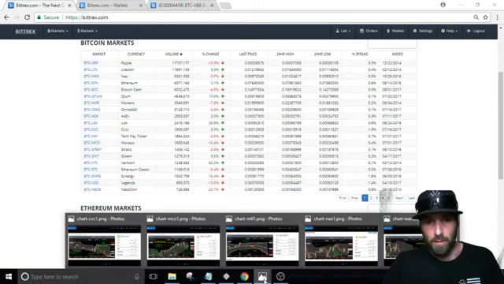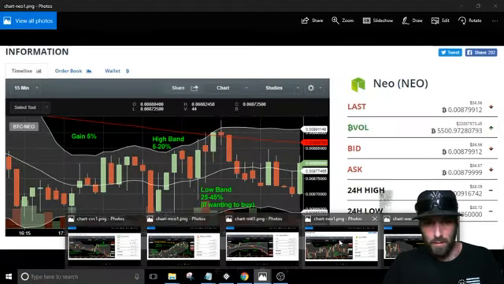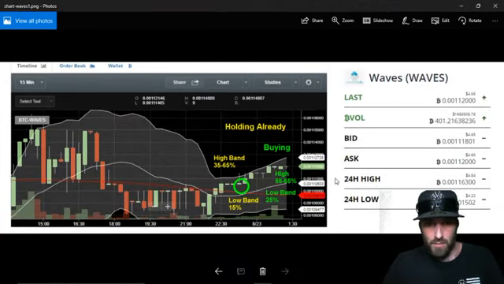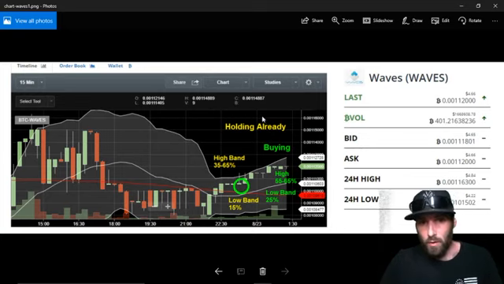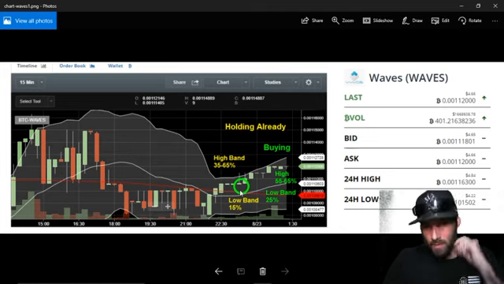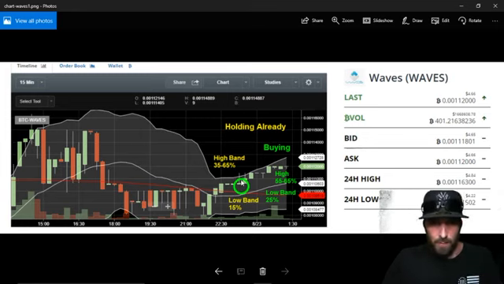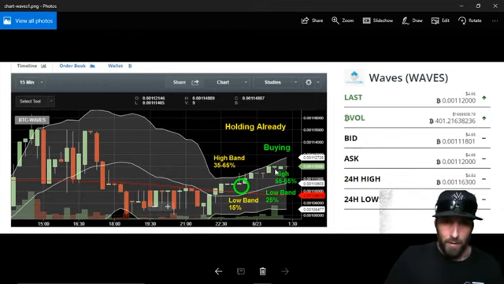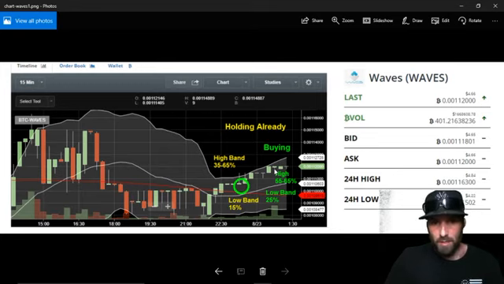So let me look at this other chart here. We'll look at this last one here, Waves. Say you're already holding Waves and you want to sell it. The price is on the move upward. So maybe set your high band at 35 to 65%, somewhere in there. That way, once it reaches up into the high band, depending on where you bought it, once it reaches that 35 to 65%, it will sell. Low band, maybe 15%.